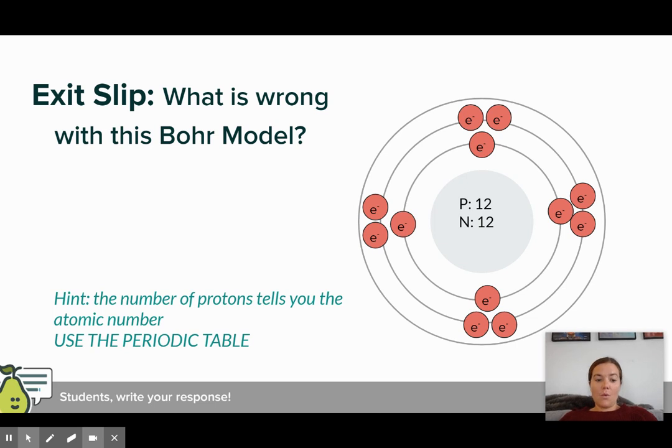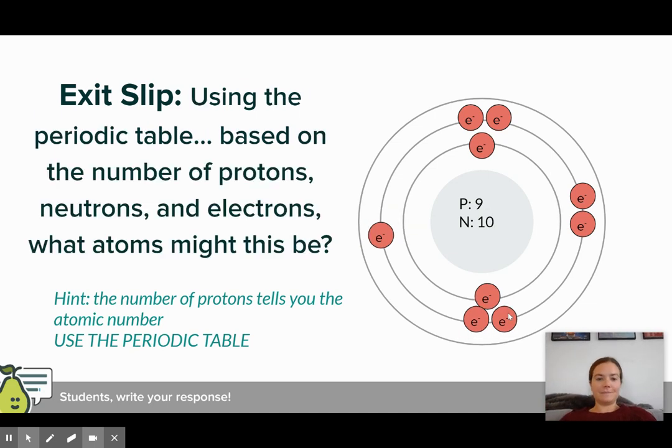So take a look here. What do you notice is wrong, or what might be wrong with this Bohr model? Awesome. So you should have noticed that that first shell has 4 electrons in it. The first shell can only hold 2.